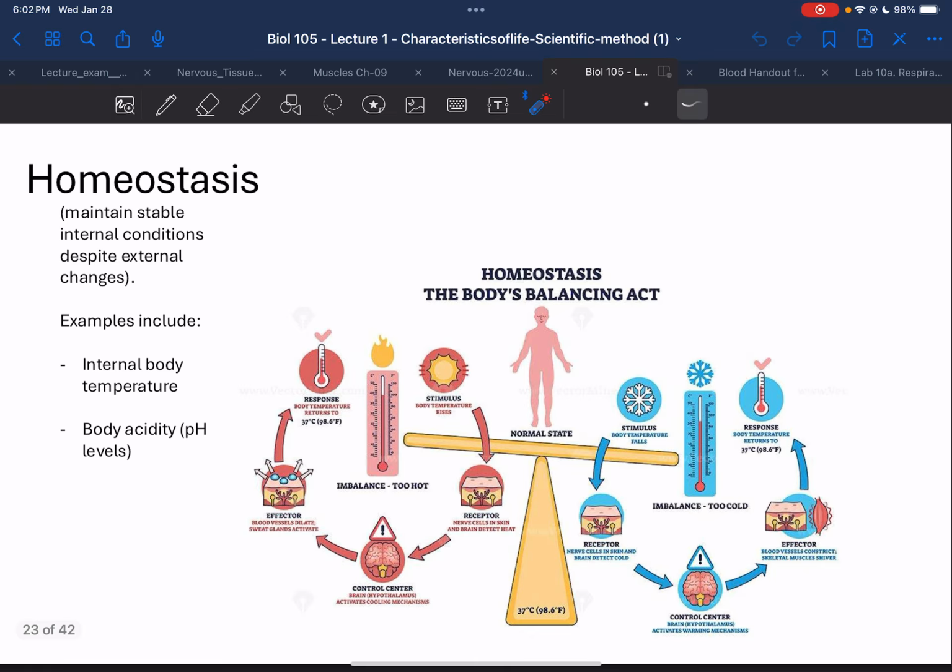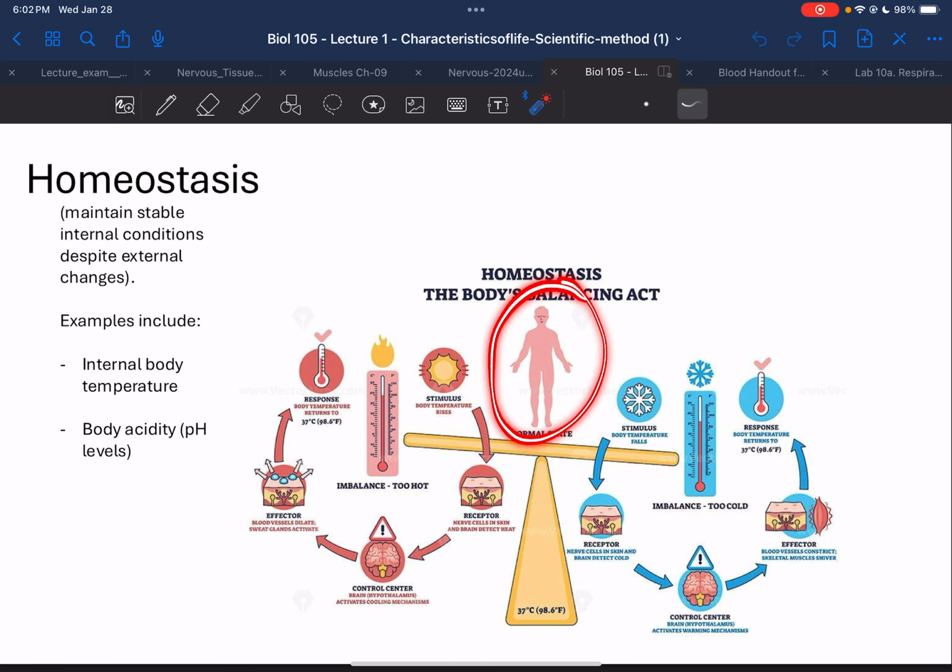Our next characteristic of life is homeostasis. Homeostasis is a balancing act in your body. All right, so it maintains stable internal conditions no matter what's going on outside. And we're going to use temperature change in your body for our first example. And that's why you can see we listed that one first. And just keep in mind that your body can also do this for things like acidity.